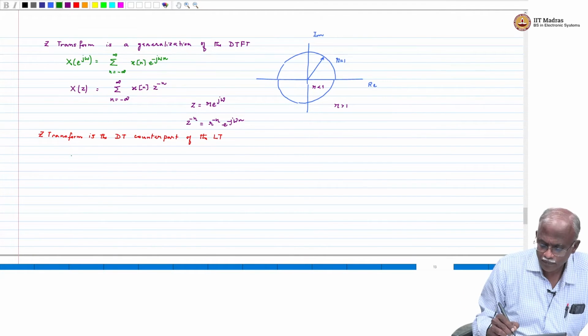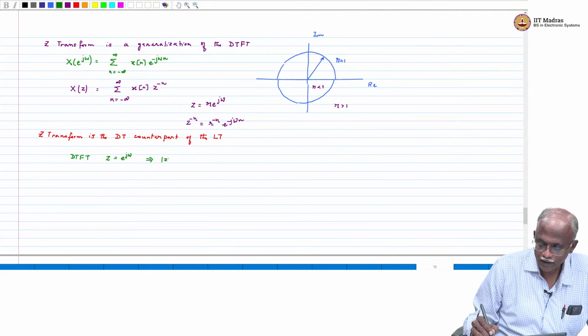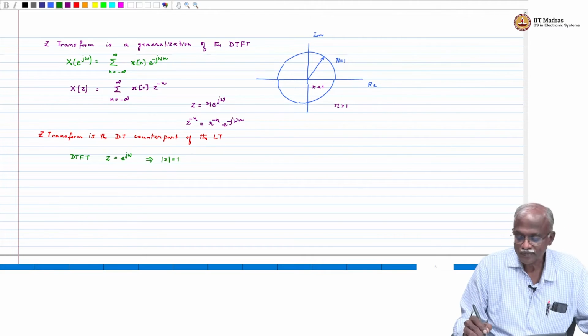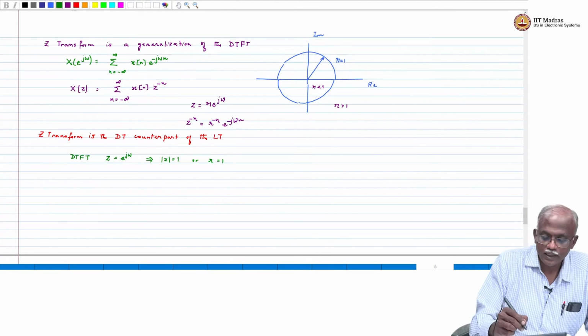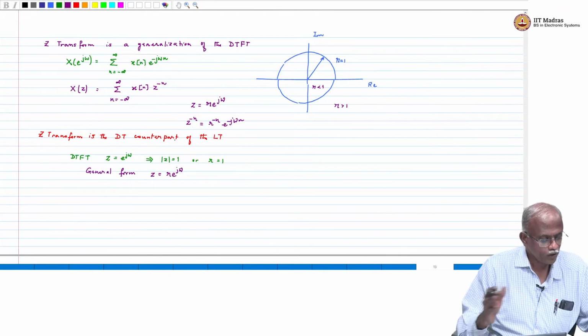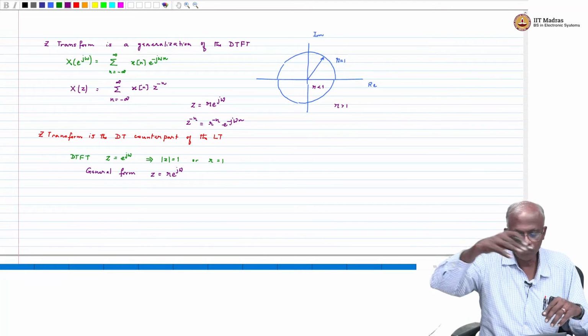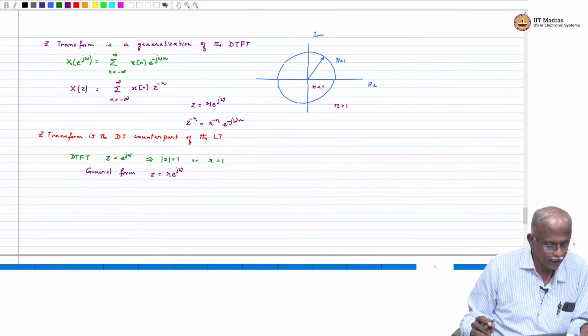So, we can say that for the DTFT, we substitute z equal to e^{jω}. This means that you are looking at the radius being equal to 1, or mod z equal to 1, or r equal to 1. The general form will be z equal to r e^{jω}, where r can go from 0 to infinity and omega will go from minus pi to pi or 0 to 2 pi. And you will see that the periodicity is obtained.